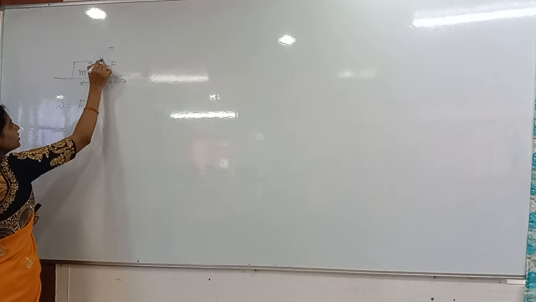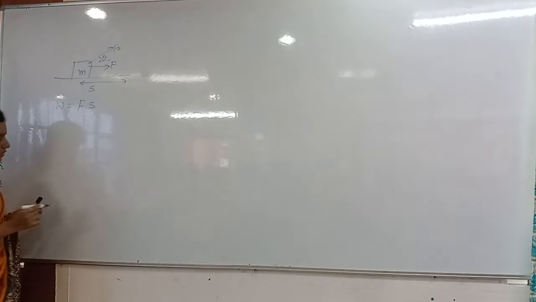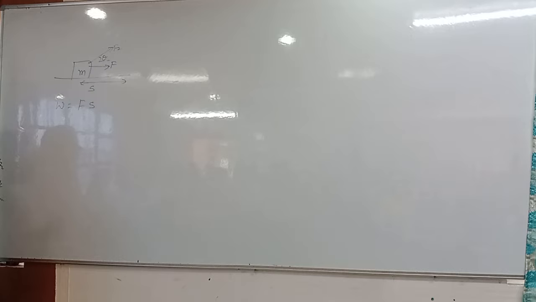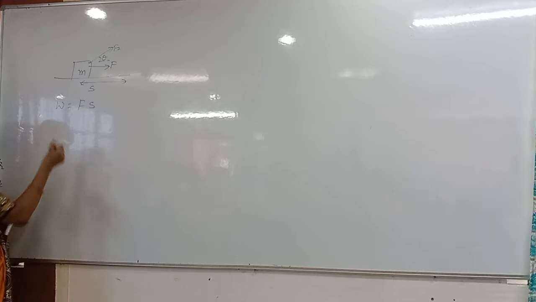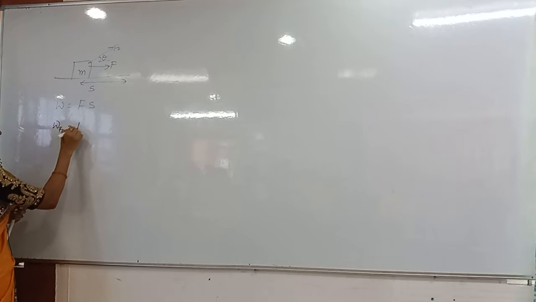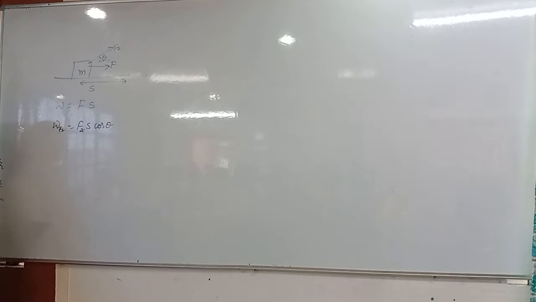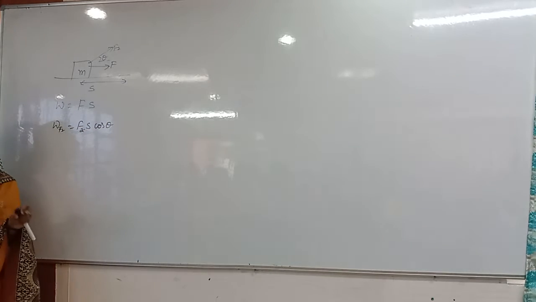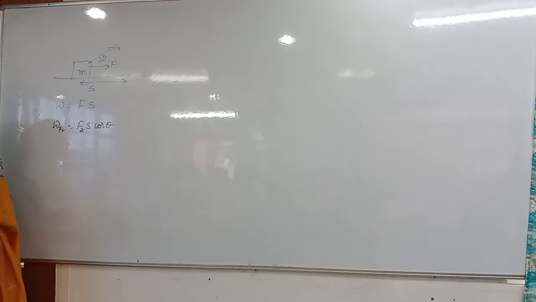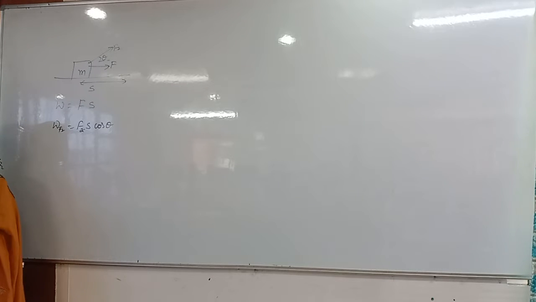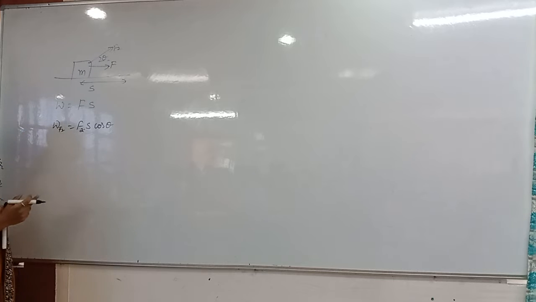Directions. Let me take with horizontal theta. This is the F2. Now work done by F2 is what? Work done by F2 is F2 into S cos theta. Why? Because you have to take the force always along the displacement only. Displacement and then force should be in the same direction. We have done this kind of simple problems also.